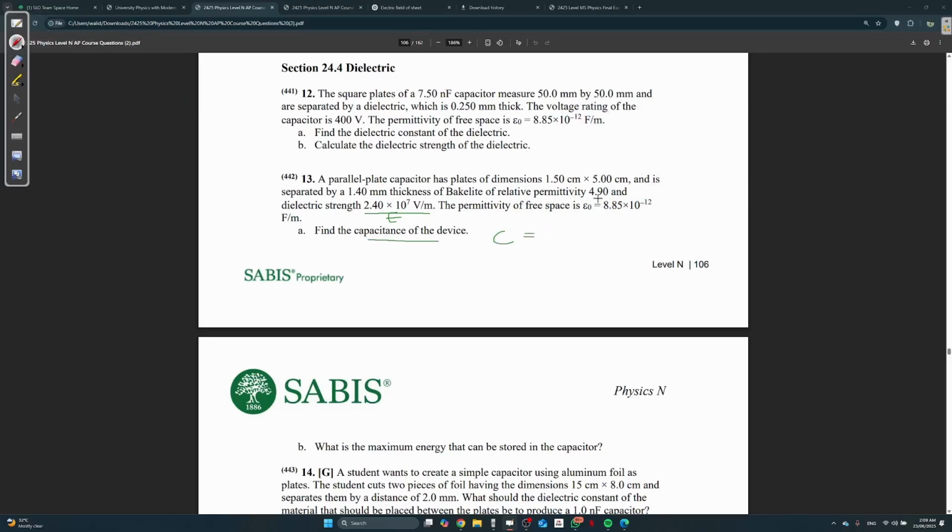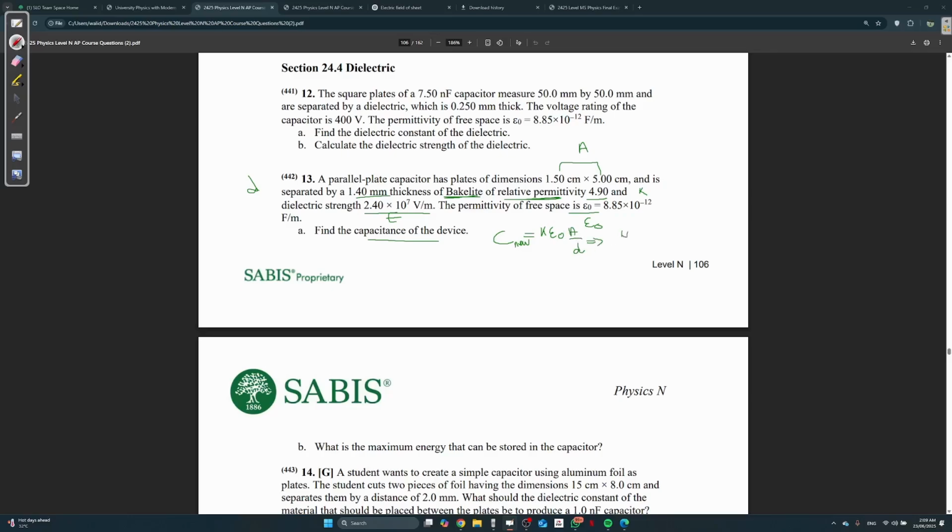Now, what do we have? We have the K, we have epsilon 0, we have the dimension, so we can find the area. We have the distance, so we can easily just do C is equal to K epsilon naught. How do we know we're working with dielectric? Because we're saying relative permittivity. So that means you're working with this K. Also they put bakelite in between the two plates, so K epsilon 0 A over D, right?